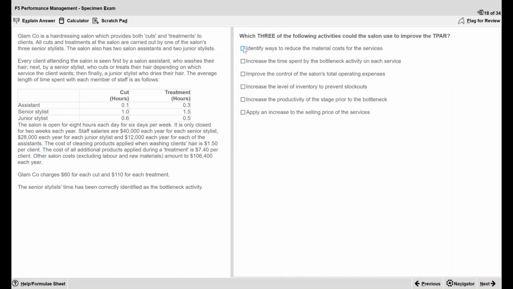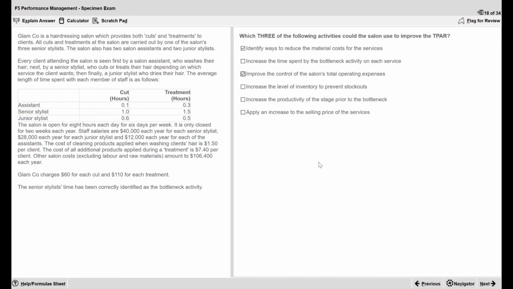Identify ways to reduce the material cost for the service. Yeah, this will improve the throughput, which will improve throughput accounting ratio. Increase the time spent by the bottleneck activity in each service. I don't think so. Improve the control of salon's total operating expenses. Yes, maybe. Reducing the total cost.